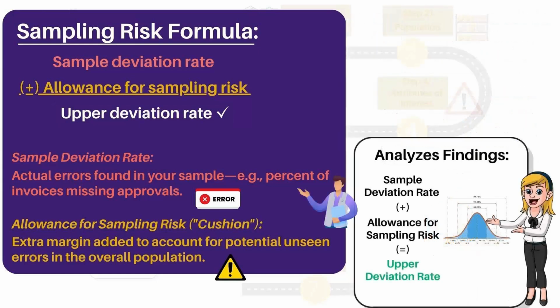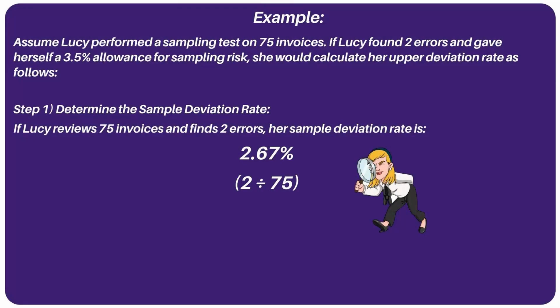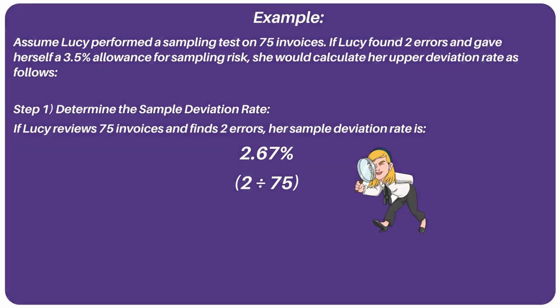All right, so the sample deviation rate is what Lucy actually found. So this is the percentage of invoices in her sample that had errors. It's based on real data from the invoices that she reviewed. So let's say if Lucy reviews 75 invoices and finds 2 errors, then her sample deviation rate is calculated as 2 divided by 75, which is 2.67%. All right, so that means that 2.67% of the sample had problems.